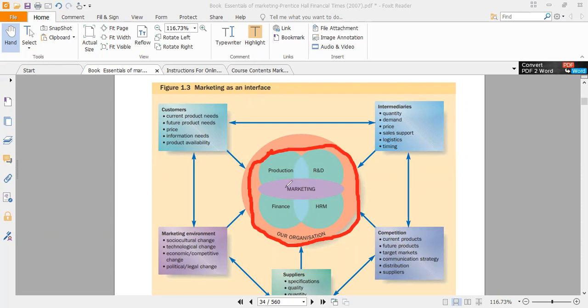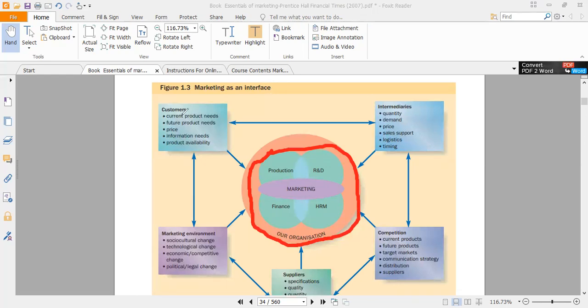with the internal departments as well as with the external departments. Customers are outside your company, intermediaries are outside your company, competition or the industry is again outside of your company, suppliers are outside of your company, and the marketing environment is always outside of your company. So that's how marketing plays its important role to coordinate with external and internal environments. Marketing as an interface, how does this coordinate with both kinds of environments?